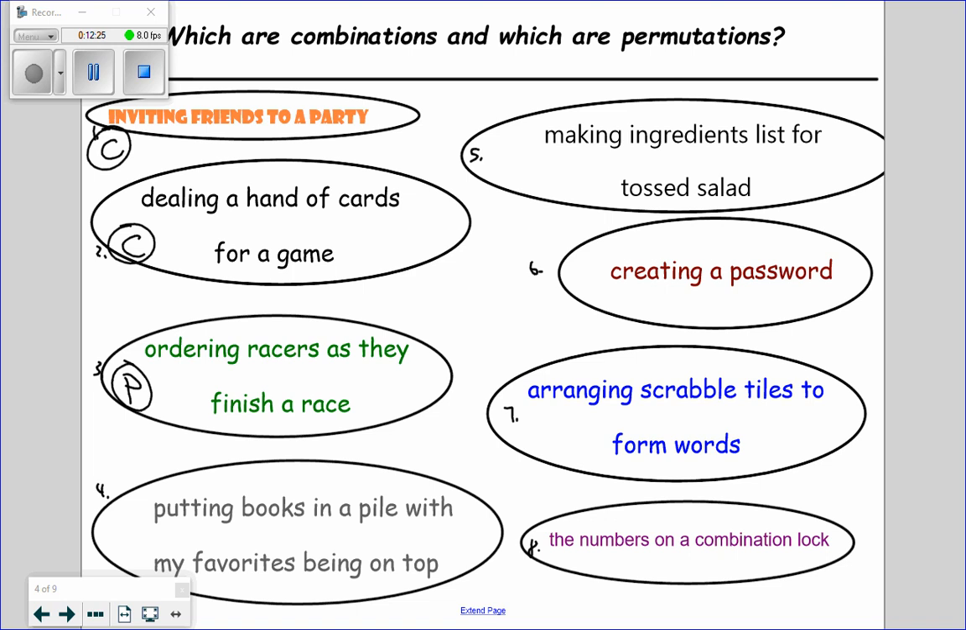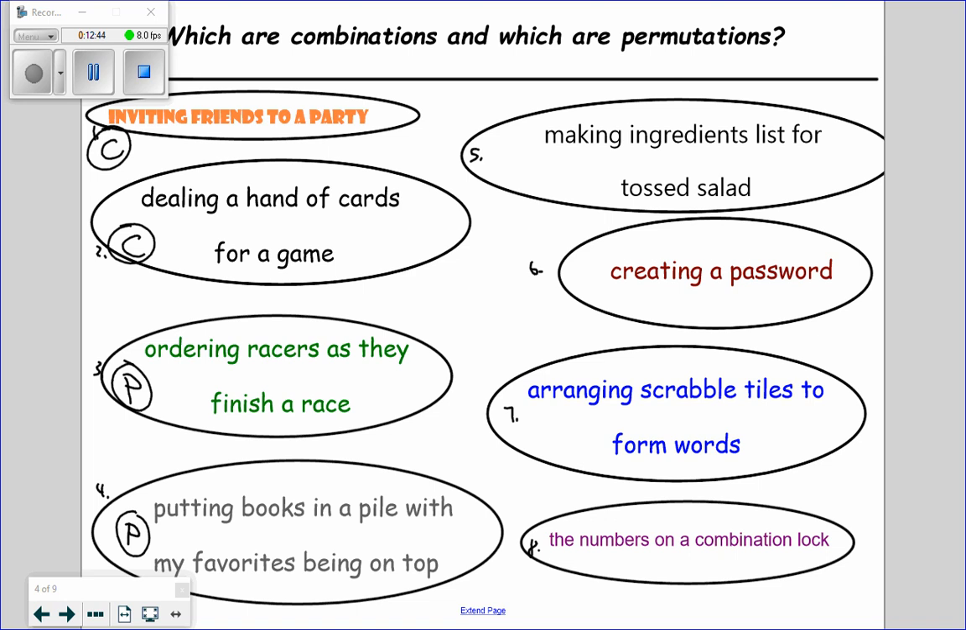Putting books in a pile with my favorites being on top. Does the order matter? Yes. Permutation. Because you're not just selecting, right? And it's an order now.